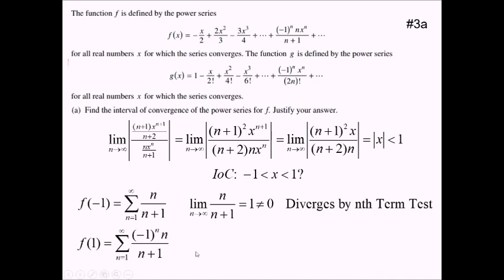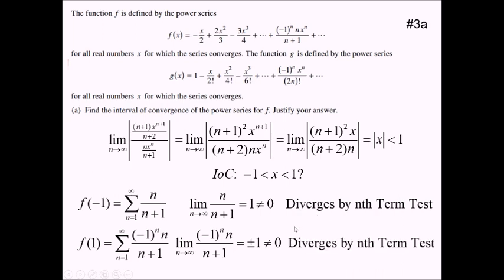The limit of this, as n approaches infinity, is actually going to be plus or minus 1, because when you get rid of this 1 down here, you still have n over n. So because we have plus or minus 1, really because we don't have 0 for that nth term, this is also going to diverge by the nth term test, so that we don't converge at either of the endpoints. Our final interval of convergence then is going to be -1 less than x less than positive 1.